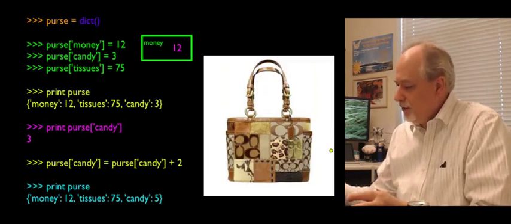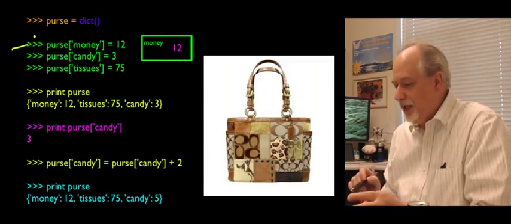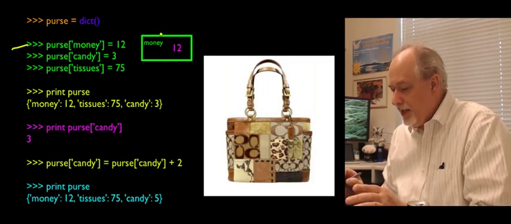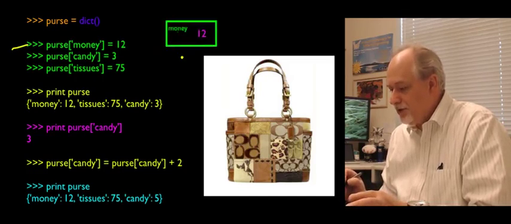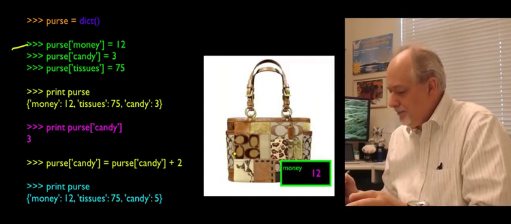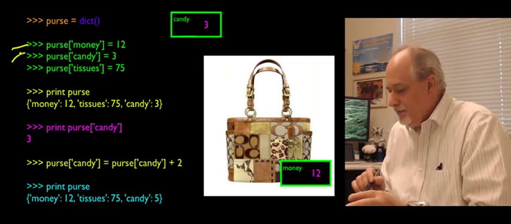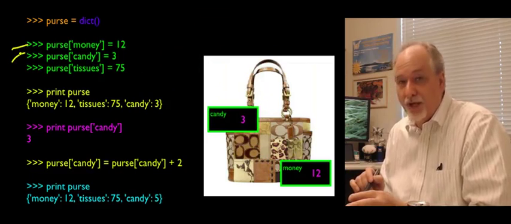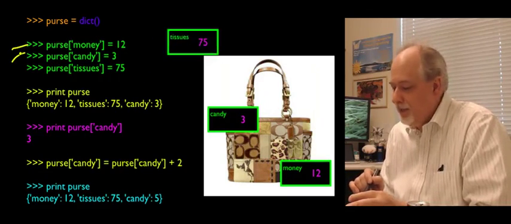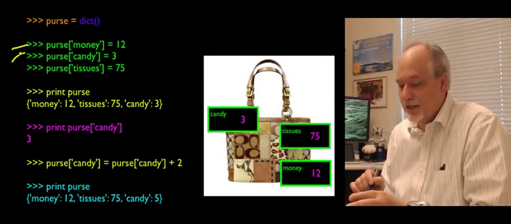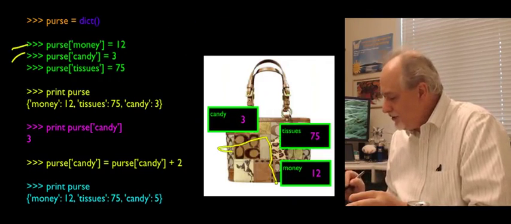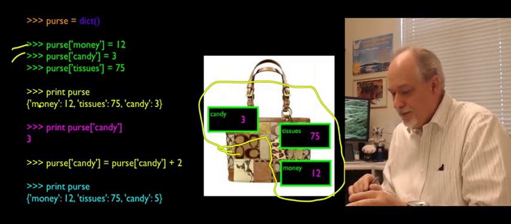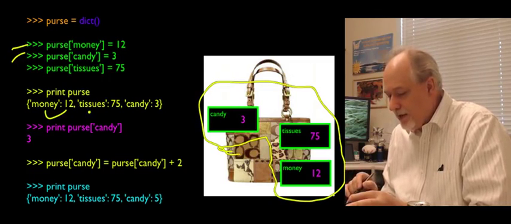So here's sort of a picture of how this works. If we take a look at this line, purse sub money equals 12, it's like we are putting a key value connection. Money is the label for 12, and then we sort of move that in. And it's up to the purse to decide where things live. If we look at the next line, we're going to put the value 3 in with the label candy, and we're going to put the value 75 in with the label of tissues. And when we say, hey purse, print yourself out, it just goes and pulls these things back out and hands them to us. And it's giving us both the label and the value.